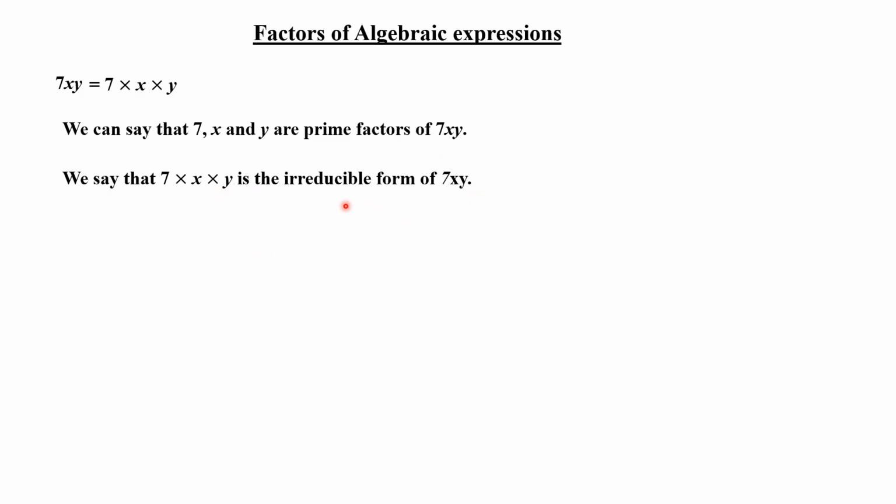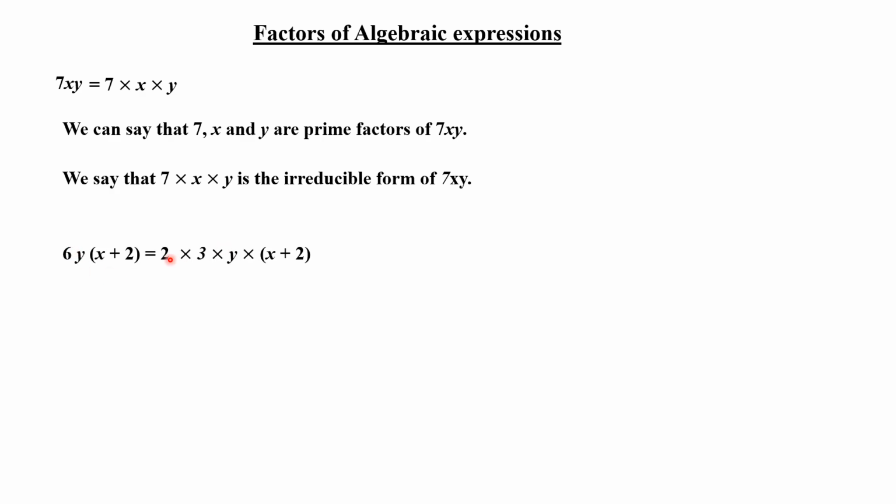What is the meaning of irreducible? You cannot reduce it further because 7 is a prime number. You can't reduce it further, so this is the irreducible form. In an algebraic expression, we will not say that they are the prime factors. Instead of that, we will use the term irreducible form. We cannot reduce it further.